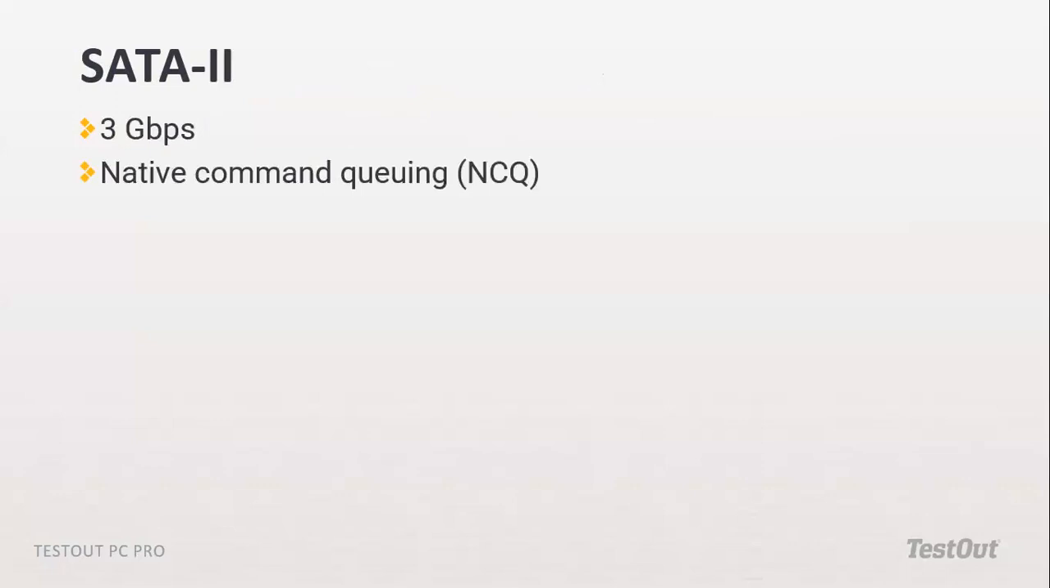SATA 1 is the first generation, or the original SATA revision, that transmits data at 1.5 gigabits per second. SATA 2 is the next generation of SATA that could transfer data at 3 gigabits per second, right? And it used native command queuing. So that's the additional feature that it had from the previous versions.